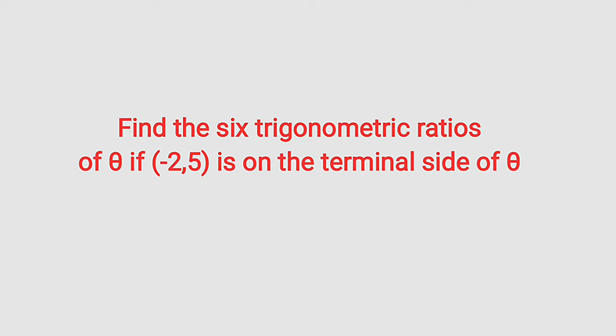In this tutorial we are going to find a solution to this problem which is related to trigonometry. We're asked to find the 6 trigonometric ratios of theta given that (-2, 5) is a coordinate on the terminal side of the angle theta. Alright, first of all we need to sketch this coordinate.